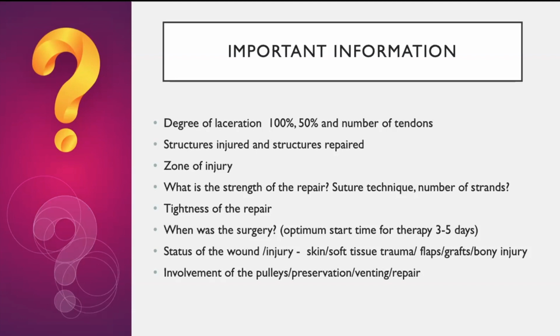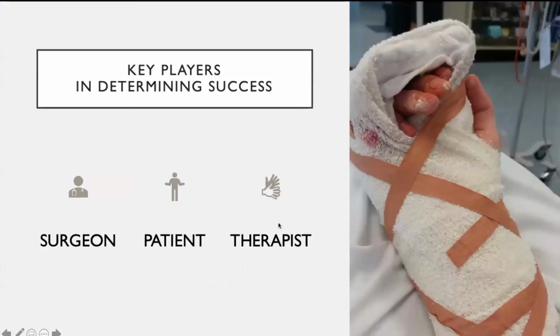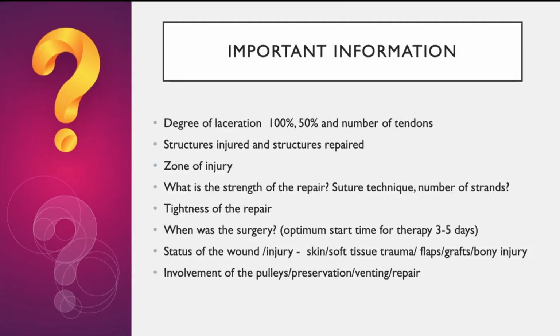What's the strength of the repair is important. So we want to know a little bit about the suture technique, the number of strands across there, and does the surgeon feel that it's going to tolerate an early active motion program or not. The tightness of the repair is helpful to understand. And how tight it is will influence the safe positioning in the splint and the total excursion that will be possible.